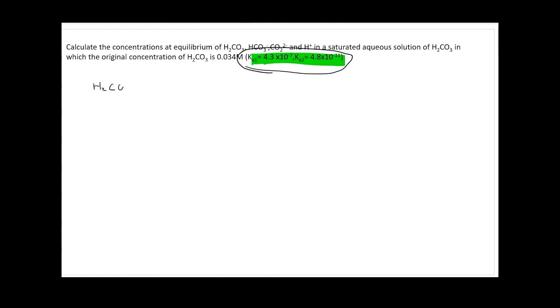So you just start to write things out, right? You know you have H2CO3. It dissociates to become H plus and HCO3 minus, where your Ka1 equals 4.3 times 10 to the negative 7. And then you have HCO3 minus forming H plus and then CO3 2 minus, with your Ka2 equal to 4.8 times 10 to the negative 11.